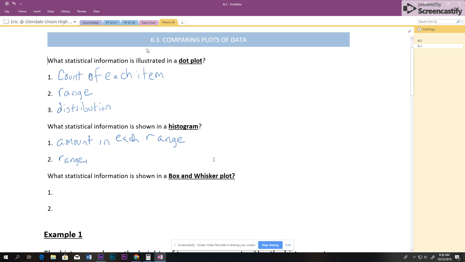And then what statistical information is shown in the box and whisker? Well, you can have your 5-number summary, which is the min, max, quartile 1, the median, and the quartile 3, as well as the percentage in each quartile.